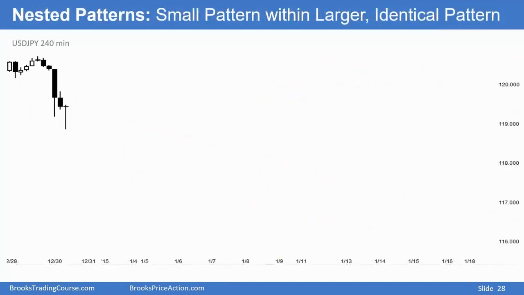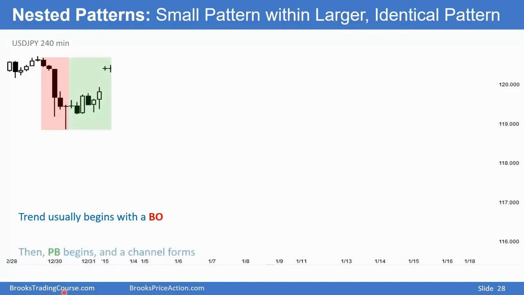Here's a 240-minute chart of the dollar versus the yen. Most trends begin with a breakout. Here it's a fairly good-sized breakout. Then we got a pullback. At this point, it's still below this high, so it still might be the early stages of a broad bear channel, but it's clearly enough of big down, big up to create confusion.